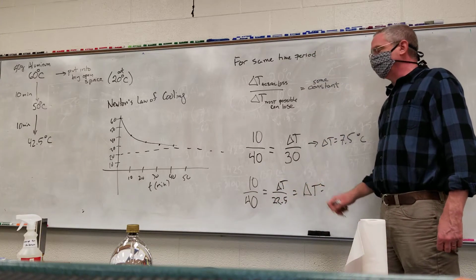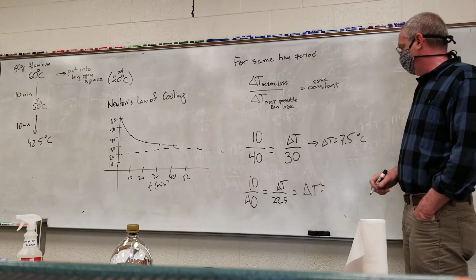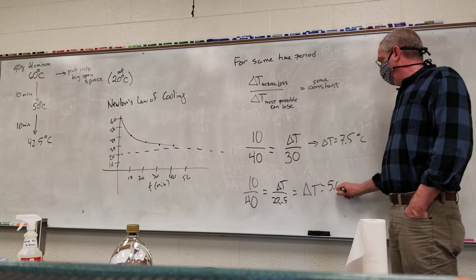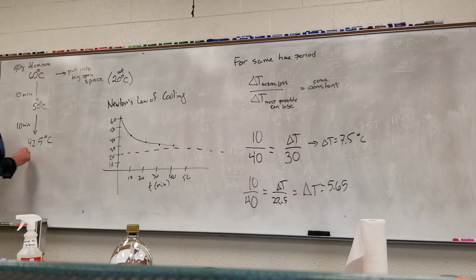And so delta T is whatever, 5.75? 5.625. 5.65, right. And so minus 5.6. So 36.85 for the next round, after the next 10-minute period.